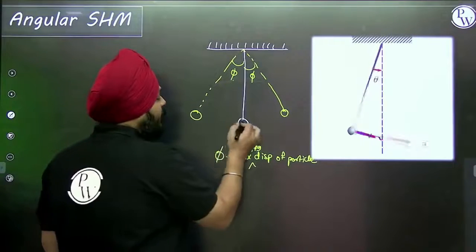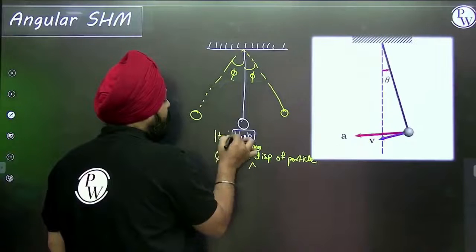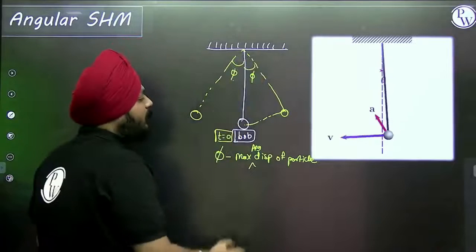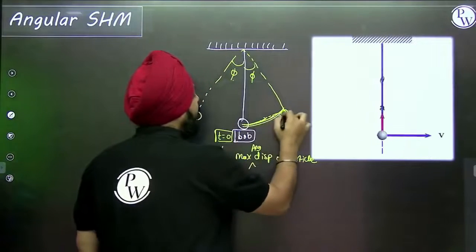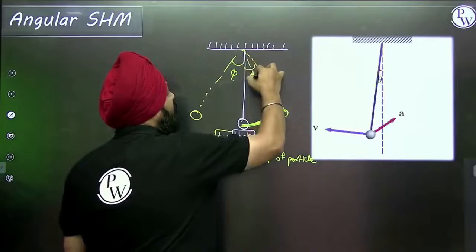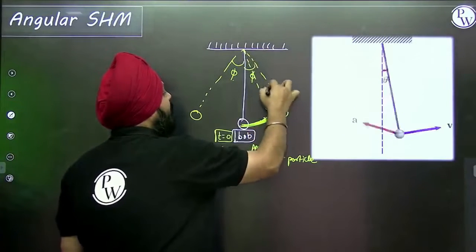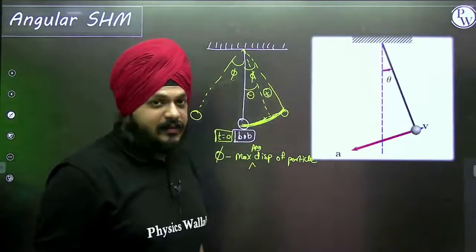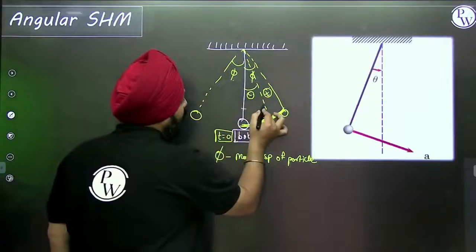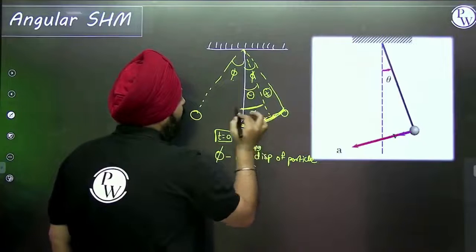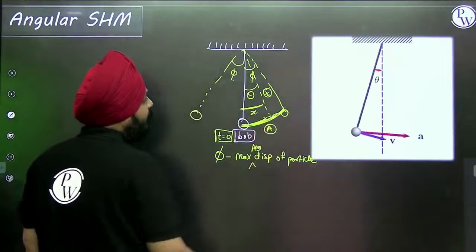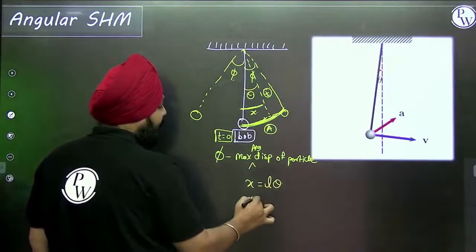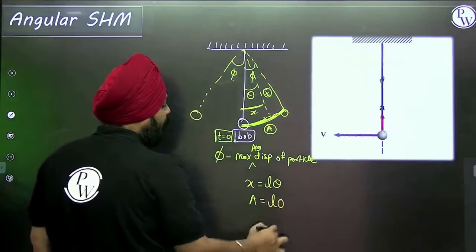But with respect to time, suppose at t is equal to 0 the bob is released. With respect to time, slowly, the angular displacement is getting increased. If I'm talking about any time t, the displacement is theta, and we can say it as x, and this is amplitude A. So can I say x is equal to L theta, and amplitude is equal to L phi?